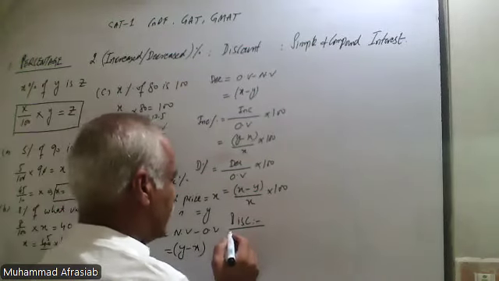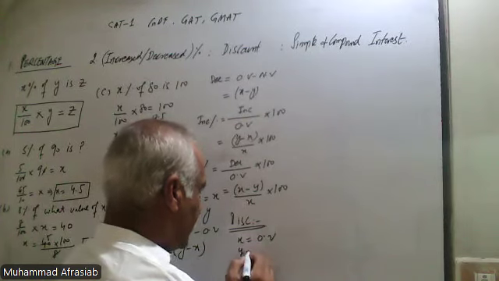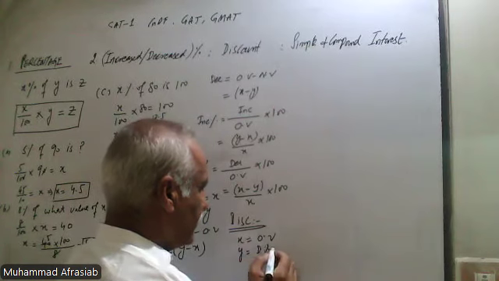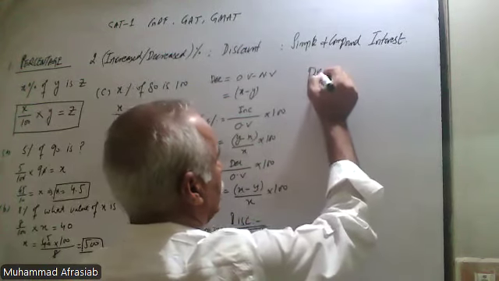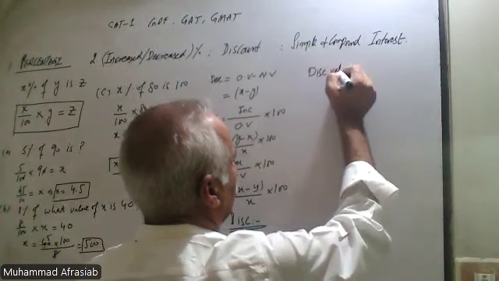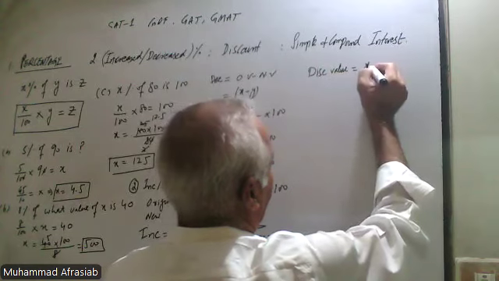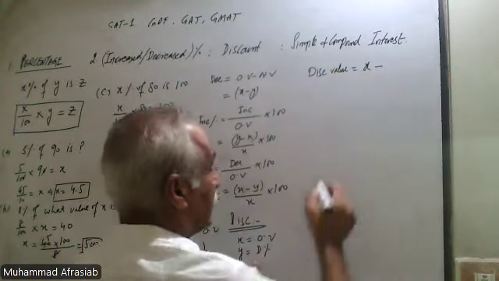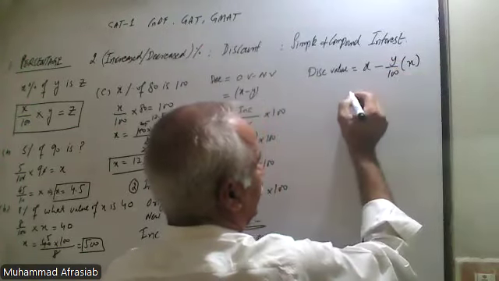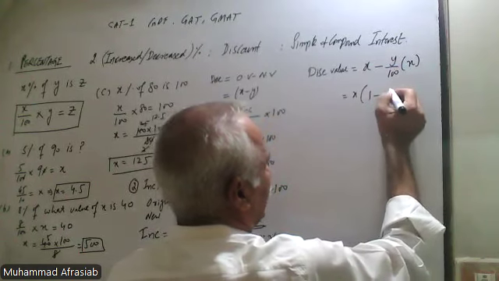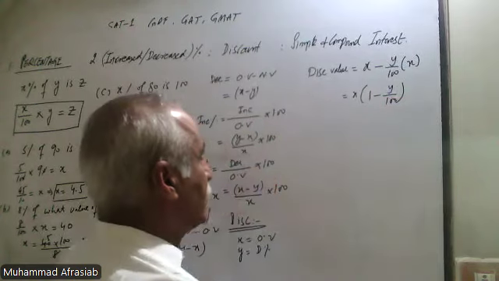Then there is the word discount. Let's say X is the original value, Y is the discount percentage given to you, and then the discounted value will be equal to the original value X minus the discount, which is Y over 100 of X. So it is equal to X into 1 minus Y over 100. This is the value after paying the discount.